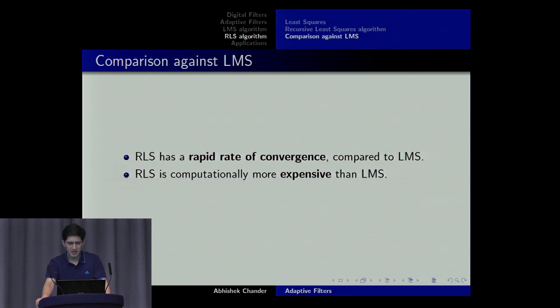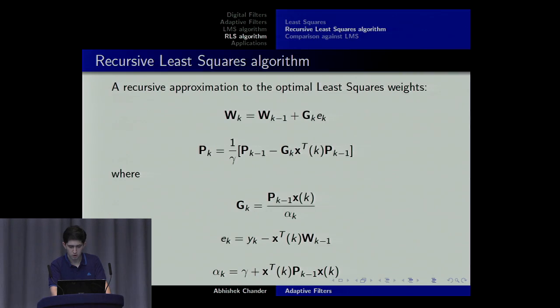So the main comparison against the LMS algorithm is that RLS has a rapid rate of convergence compared to LMS, because in LMS, the rate of convergence is defined by mu, but in this case, we compute it in order to actually lower the error. But RLS is fairly more computationally expensive in comparison to LMS. So it depends on your application, it depends on your signal.